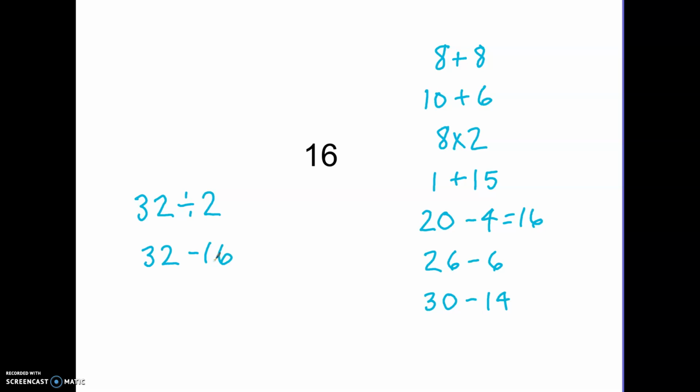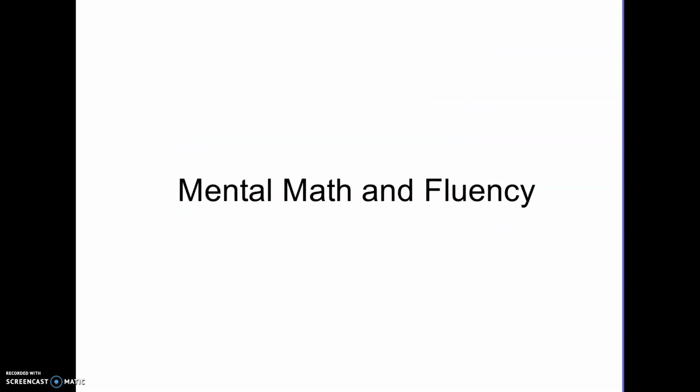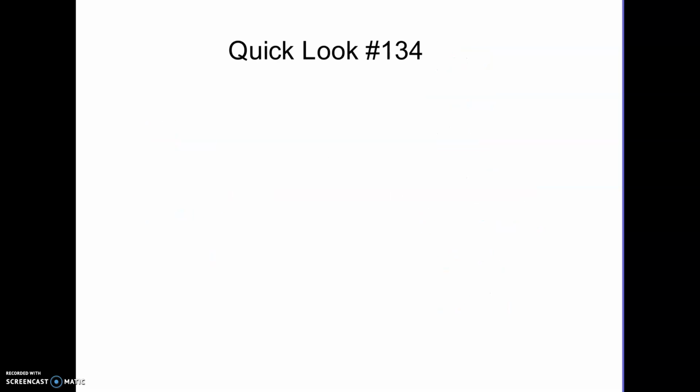Let's see if we can come up with one more. Here's a pretty simple one. How about 17 minus 1 is 16. Good job. So we're going to work on some mental math and fluency here. And I am going to click on the middle of my page here. And your task is to think about what you saw and how did you see it.